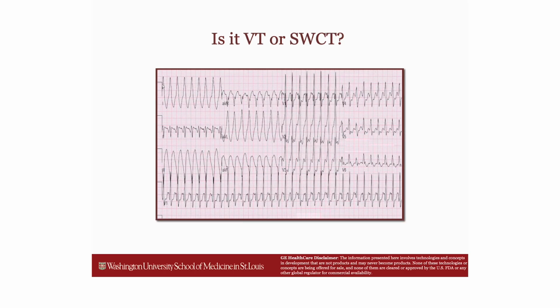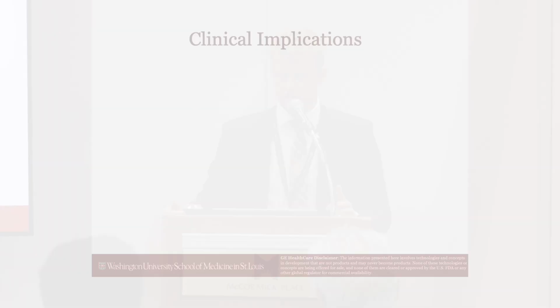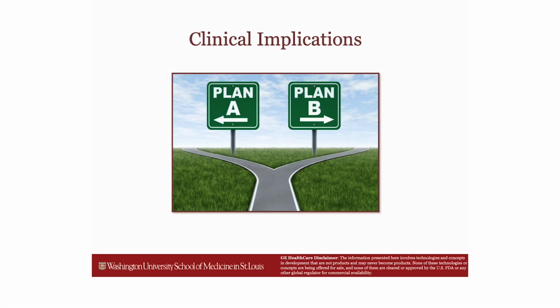So why is this important? What are the clinical implications of this question? The successful differentiation of wide complex tachycardias into VT or SWCT has undeniable, important therapeutic and prognostic implications. On one hand, accurate VT and SWCT diagnoses can lead to appropriate, high quality, and cost-effective patient care. So you have two roads that you can go down.